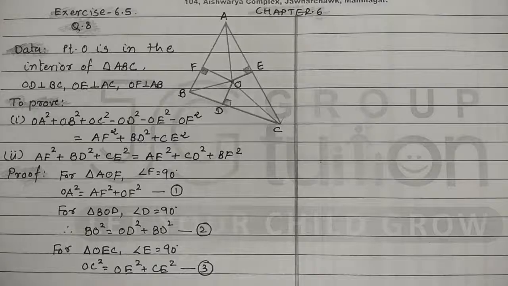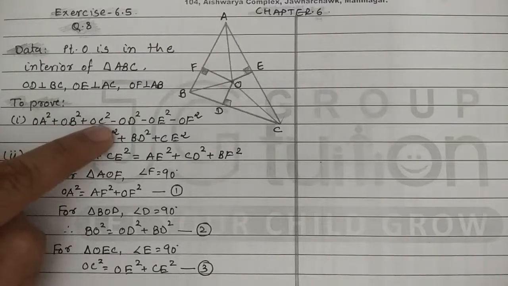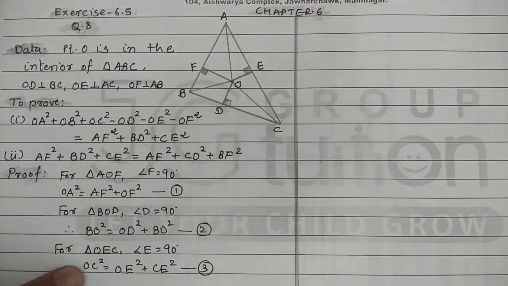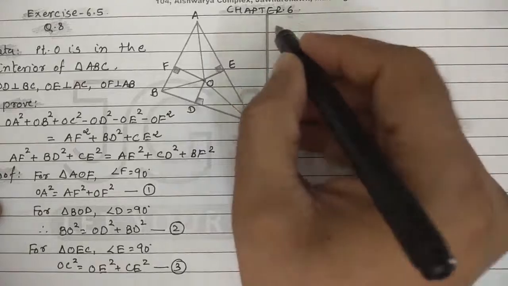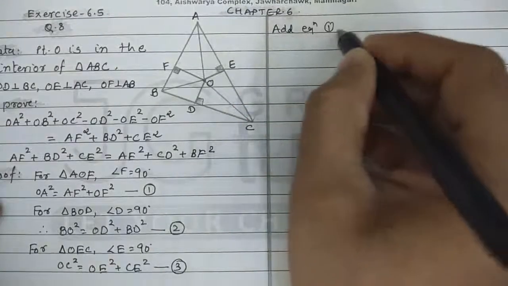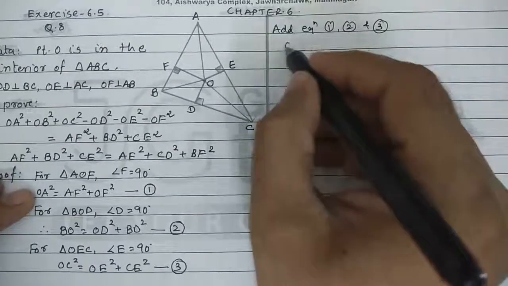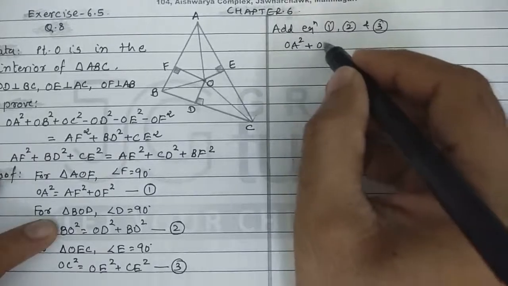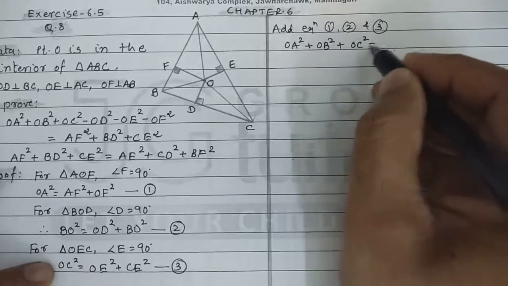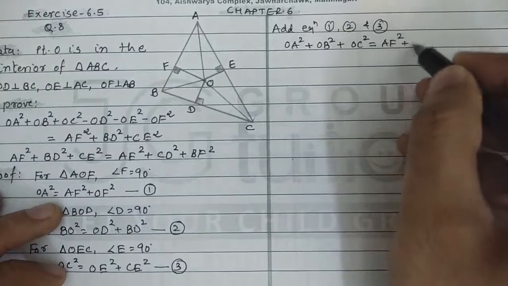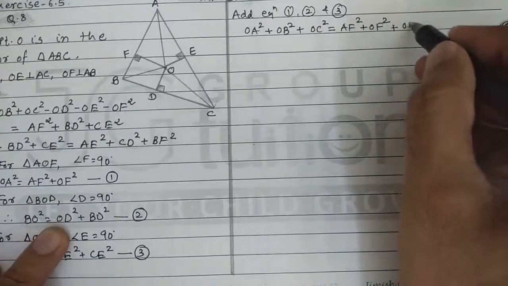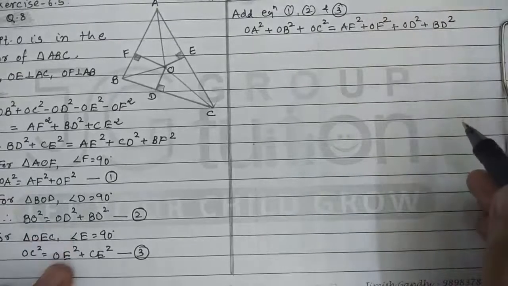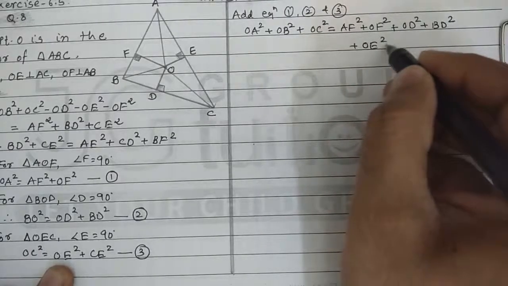Now what we'll do, students, as you can see in the question, we require OA square plus OB square plus OC square. So we require the sum of all these three sides. Correct? And this AF square, BD square and CE square. So what we will do here, we will add all these equations. So let's note it down that add equations 1, 2 and 3. So OA square plus, I am adding the left hand side of equations 1, 2 and 3, is equal to, now all the right hand side, AF square plus OF square plus, you can see from this, OD square plus BD square, and from this, that is OE square plus CE square.